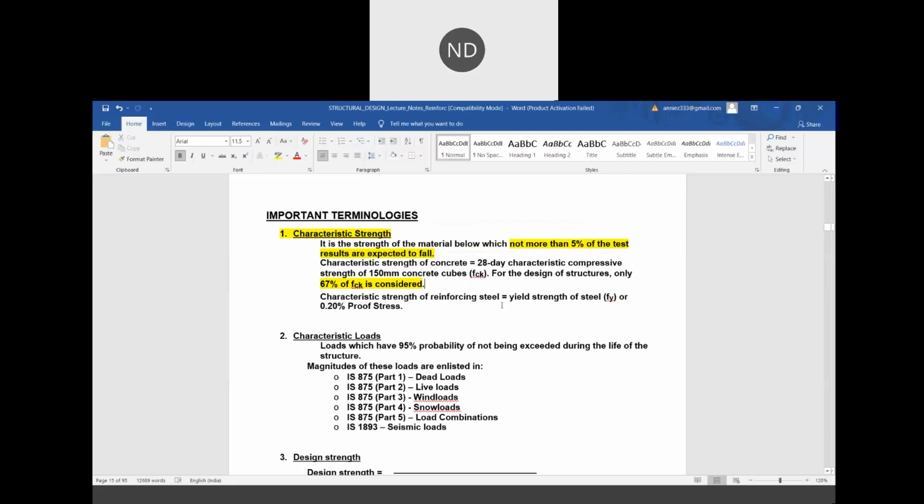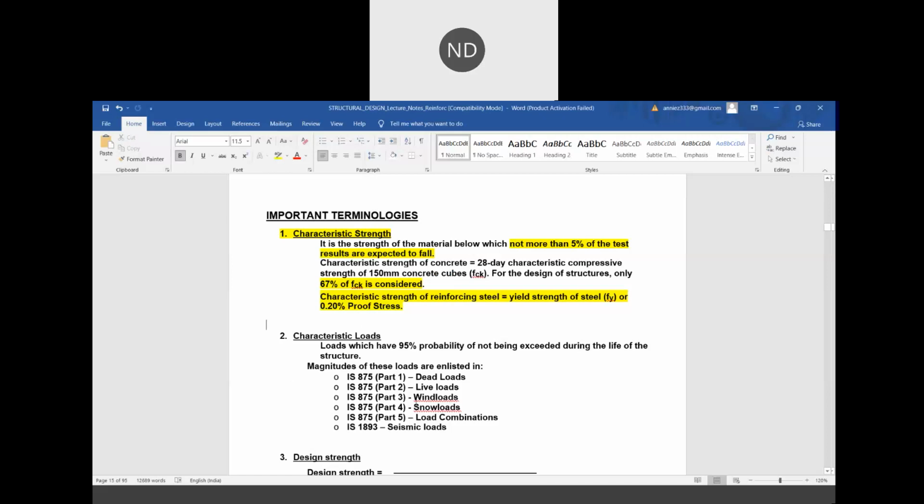Characteristic strength of reinforcing steel is equal to how much? The yield strength, that means fy, or 0.2% proof stress. So that is your characteristic strength. You may be asked what is characteristic strength. Characteristic strength is that below that strength, not more than 5% of your test results are going to fail. So this is very important.